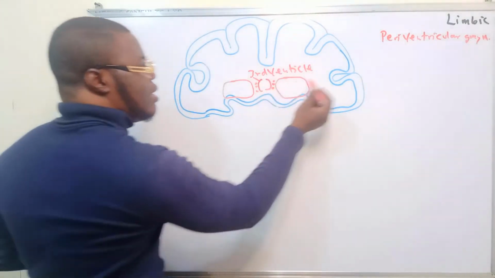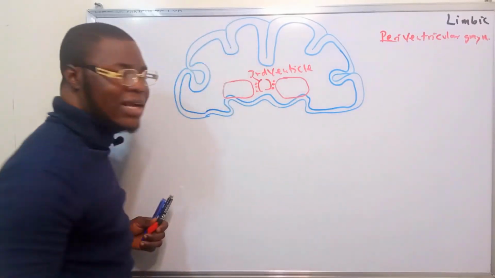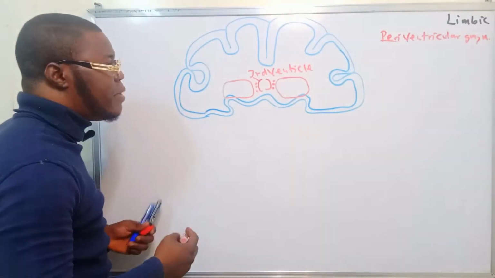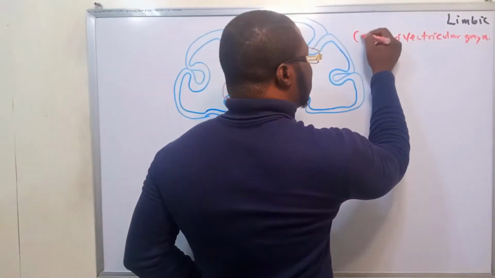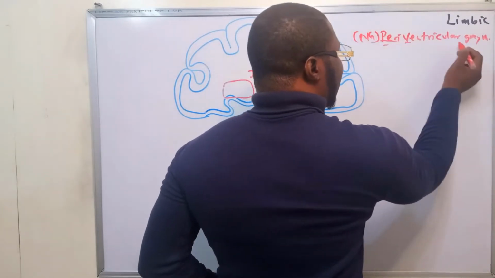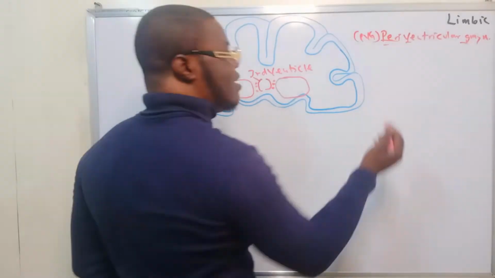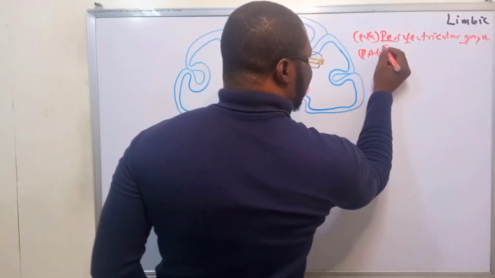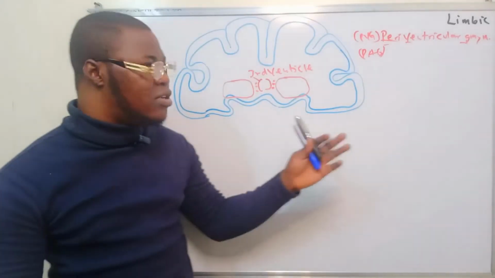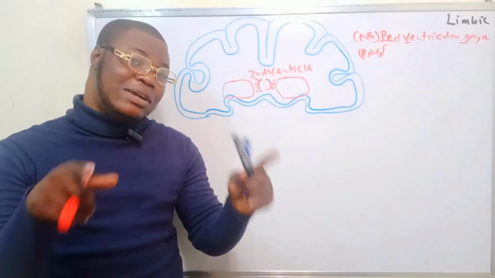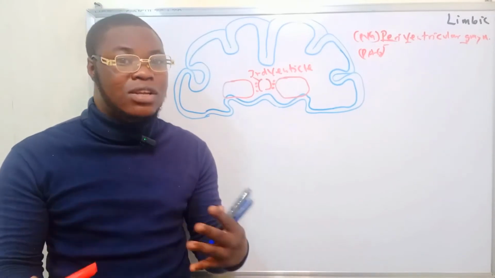The gray matter that surrounds the ventricle. And then I told you about some other systems too. This one is called the PVG actually. PVG, periventricular gray matter. I told you about the next one, the PAG. I hope you remember that. That is the periaqueductal gray matter that surrounds the cerebral aqueduct, or the aqueduct of midbrain, or the aqueduct of Sylvius.